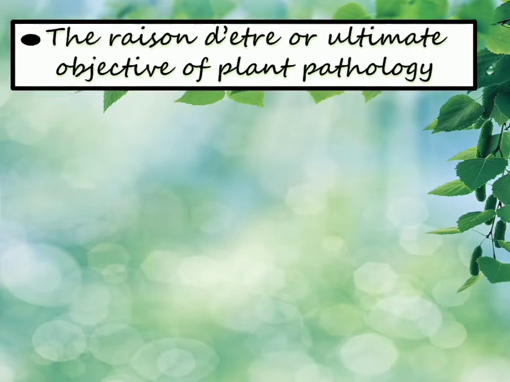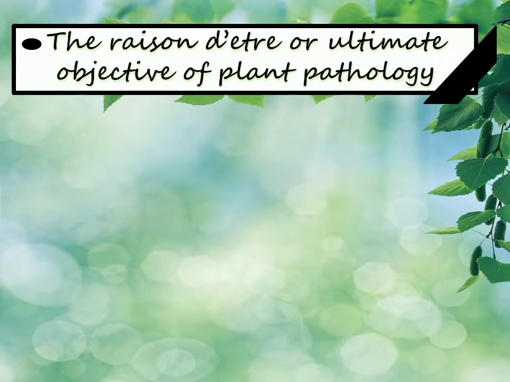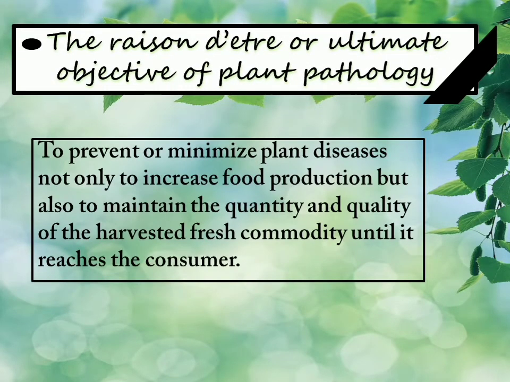The raison d'être or ultimate objective of plant pathology is to prevent or minimize plant diseases, not only to increase food production, but also to maintain the quantity and quality of the harvested fresh commodity until it reaches the consumer.